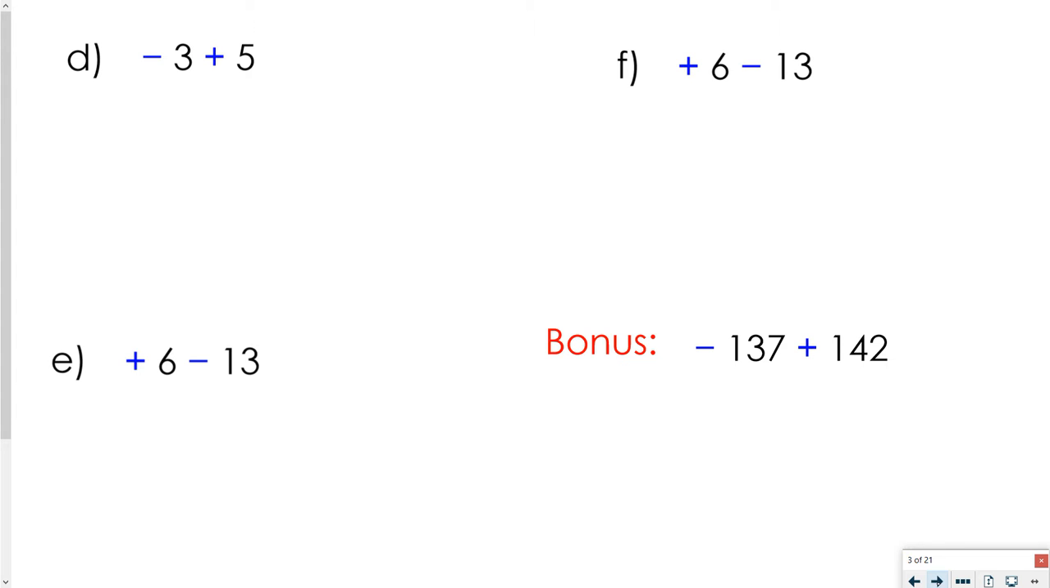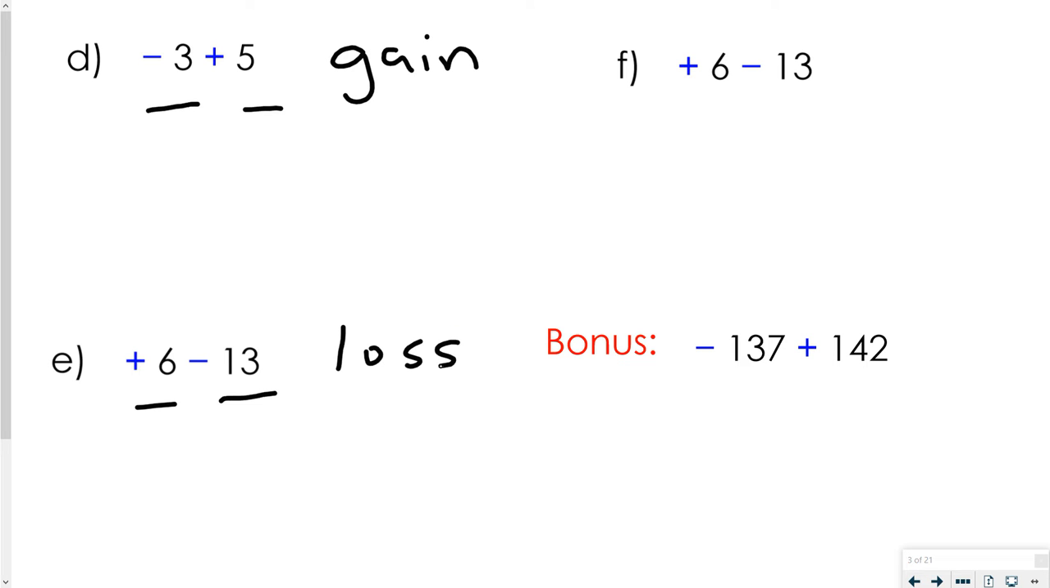Okay, so let's do it using math symbols. So this means a loss of 3, and this is a gain of 5. So overall, I would have a gain. In E, I have a gain of 6 and a loss of 13. Which one's bigger? The loss is. F, I have a gain of 6 and a loss of 13. So which one's bigger? It would again be the loss.